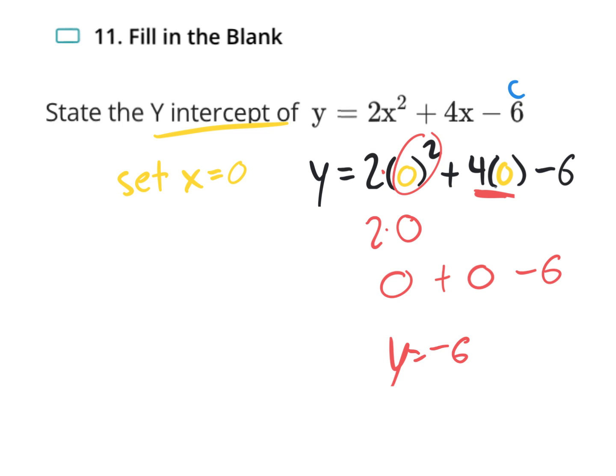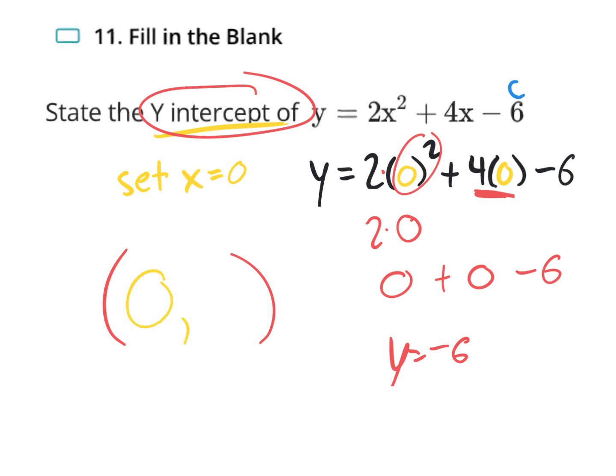So when I'm finding the y-intercept, it's going to be the location of where it crosses the y-axis. We set the x value to 0 to be able to solve for where it crosses the y, and it crosses in this case at negative 6. So if you type in the coordinate 0, comma, negative 6 in parentheses with no spaces between your terms, you get full credit on this question where it asks you to state the y-intercept.